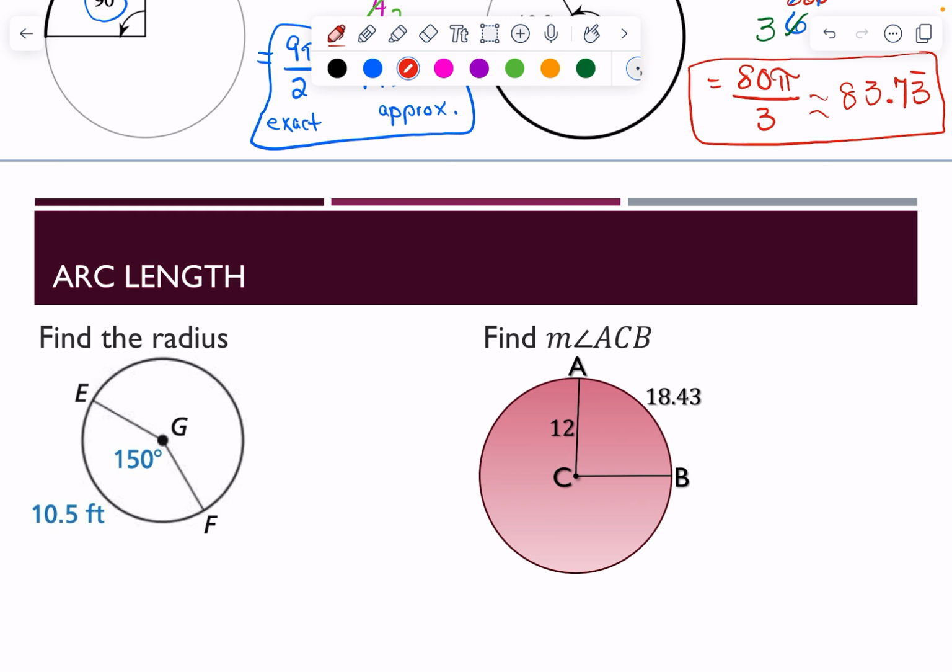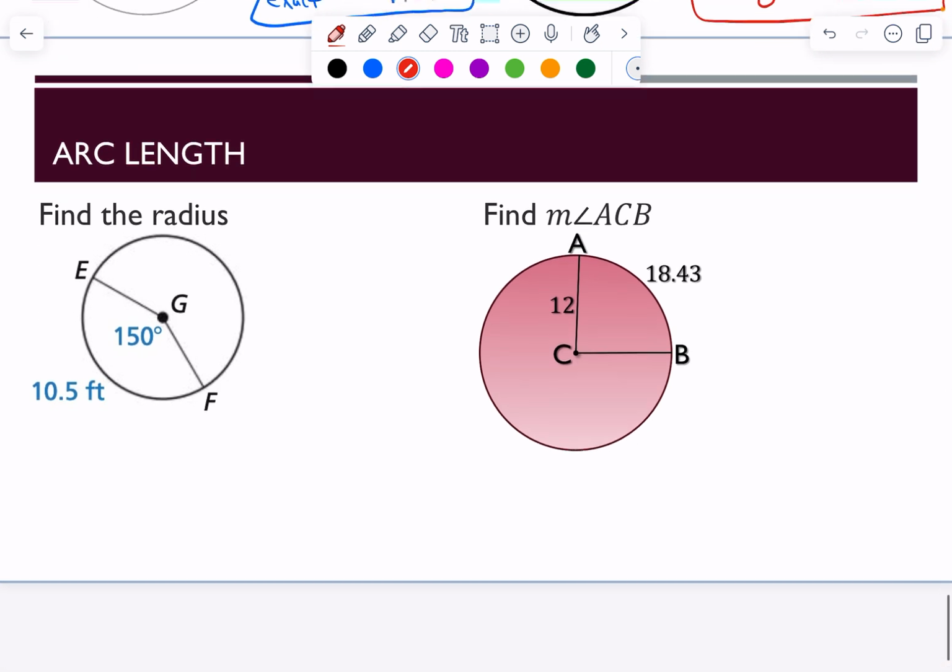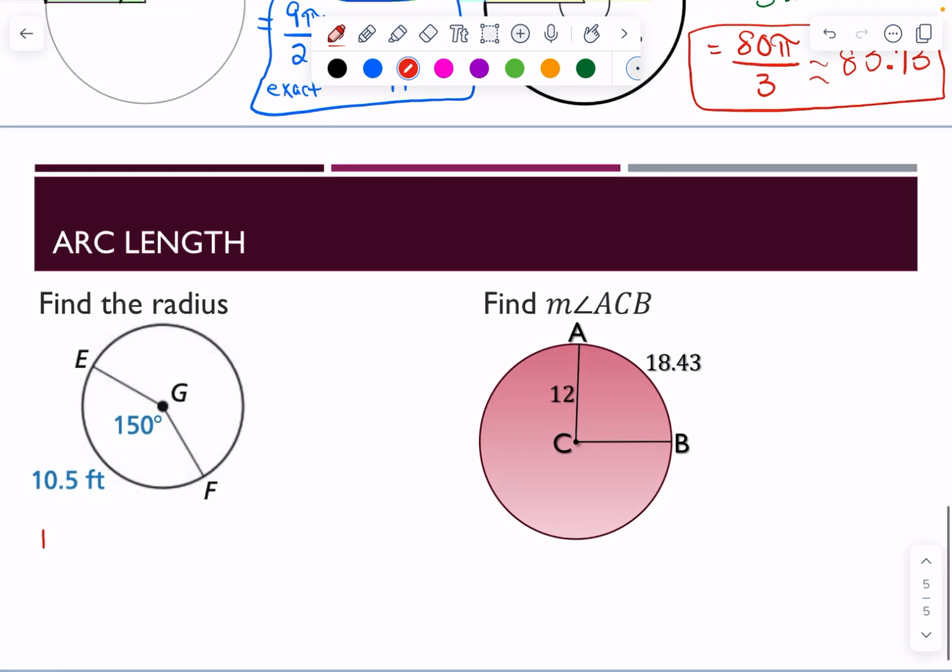find things like the angle or the radius. So what we're going to start off with is finding the radius. Okay, so when I look here, I have an arc length given, and that is 10.5. So the way I'm going to set this up is I'm going to go 10.5 is equal to 150 over 360 times 2 pi r.